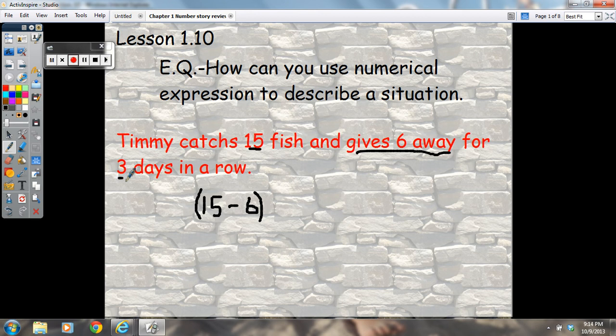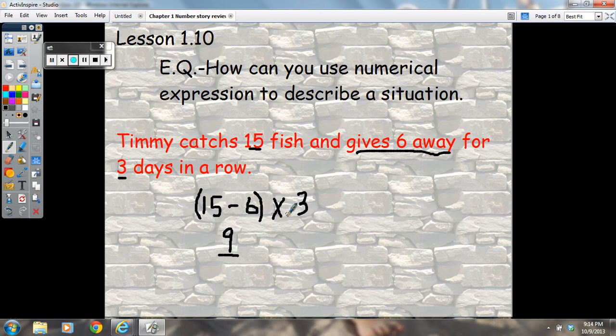Once I solve this part of the expression, there's another part. He doesn't do it just for one day. He does it for 3 days in a row. So we know that in one day he would catch 9 fish. Now, the next part of that question asks, what if he did that for 3 days in a row? In order to figure that out, I need to take this and multiply it by 3, because I don't want to just know what he did in one day. I want to know how many he caught in 3 days if this pattern continued. He caught the 15 fish, gave 6 away, he winds up with 9 for that day. So we need to know in 3 days how many he would have caught. We would take the 15 minus 6 times 3, and that would give us our expression to match this situation.